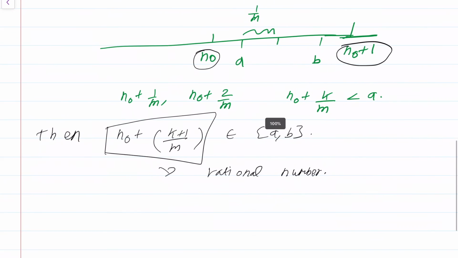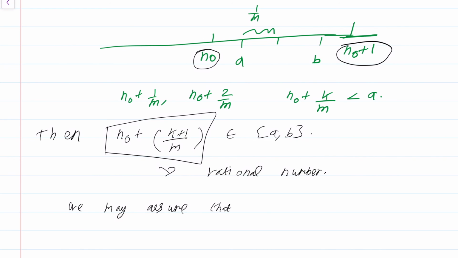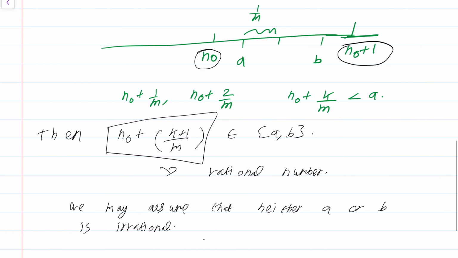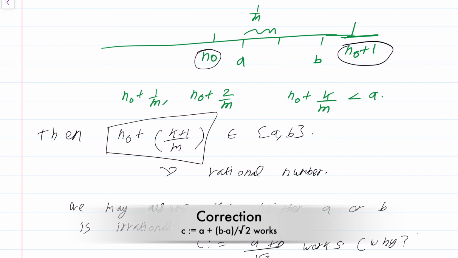Now, what about the irrational case? That is even simpler. We may assume that neither a nor b is irrational, for the same reasons that we made the analogous assumption earlier. Then c, which is defined to be (a plus b) by root 2, works. Why? I leave it to you to check why this works. It's rather straightforward.